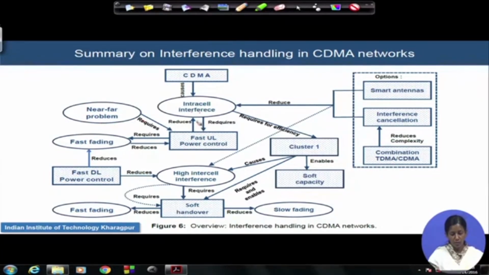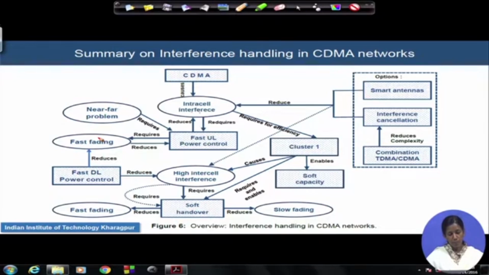So, not only does intracell interference demand fast uplink power control, the near-far problem also requires fast uplink power control. And there is fast fading involved in the wireless channel. To take care of the effect of this fast fading, fast downlink power control will be required to handle it.